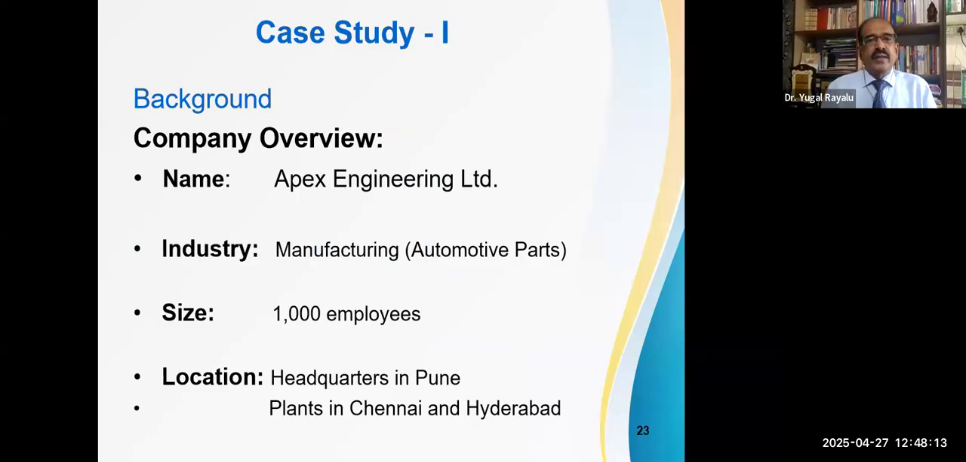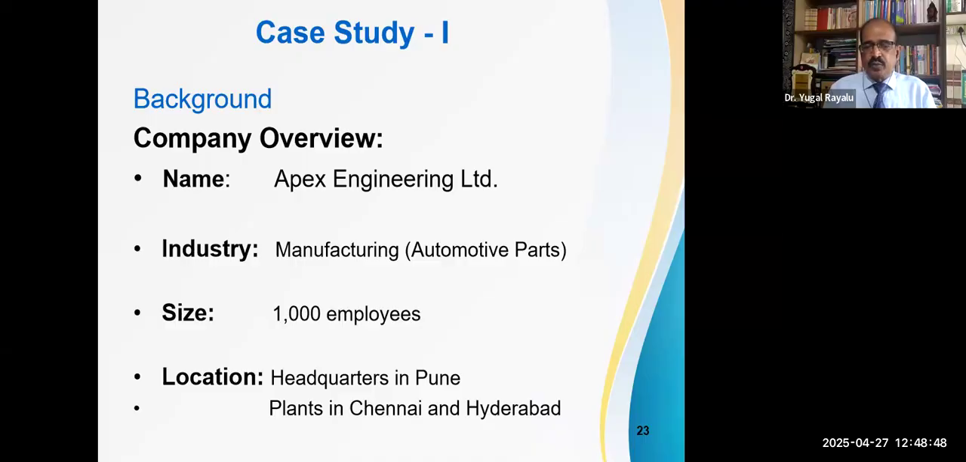Right. Now, what is the background? Name of the company is Apex Engineering Limited. A very important manufacturing unit in India, known internationally. It manufactures automobile parts, spare parts. And look at the size of the employees. It is 1,000 employees. Friends, in today's world of technology, 1,000 employees means a big industry. It's a very big industry.